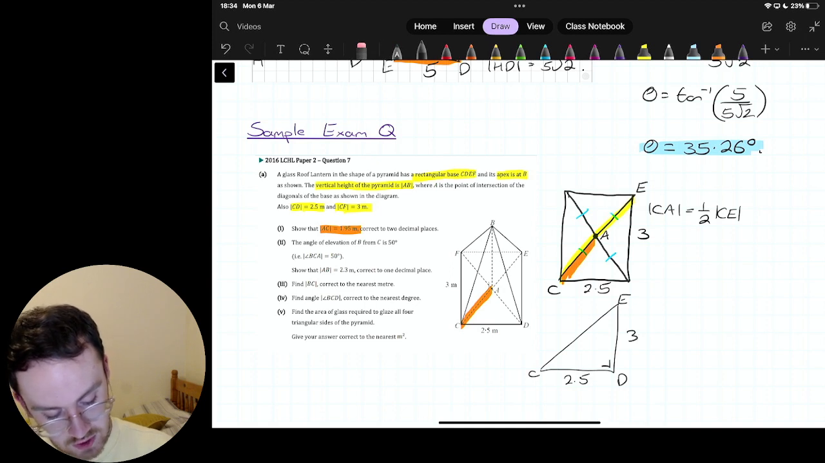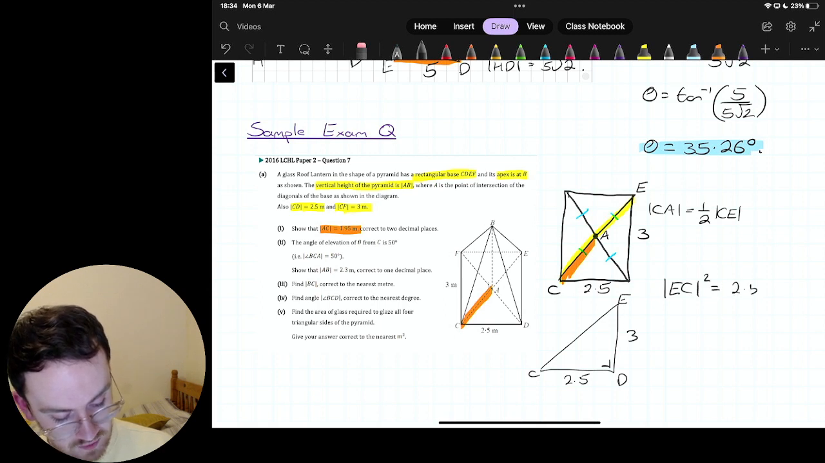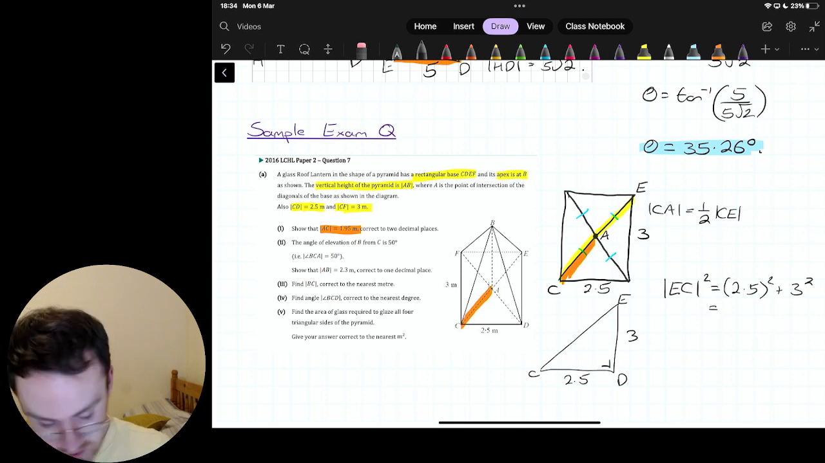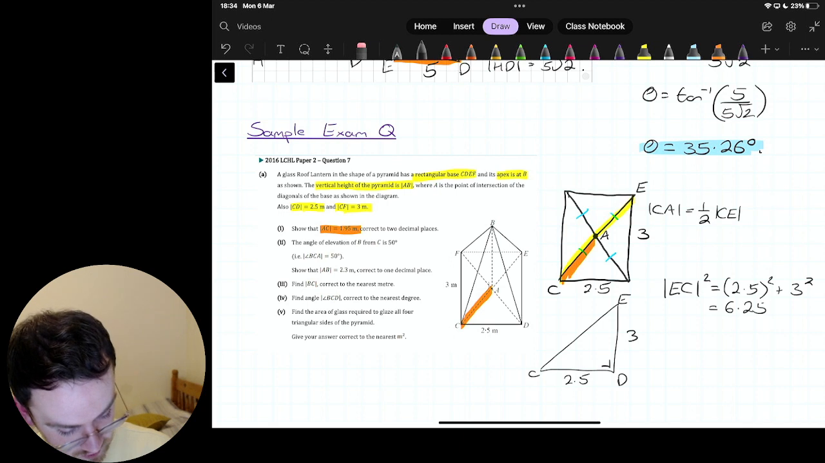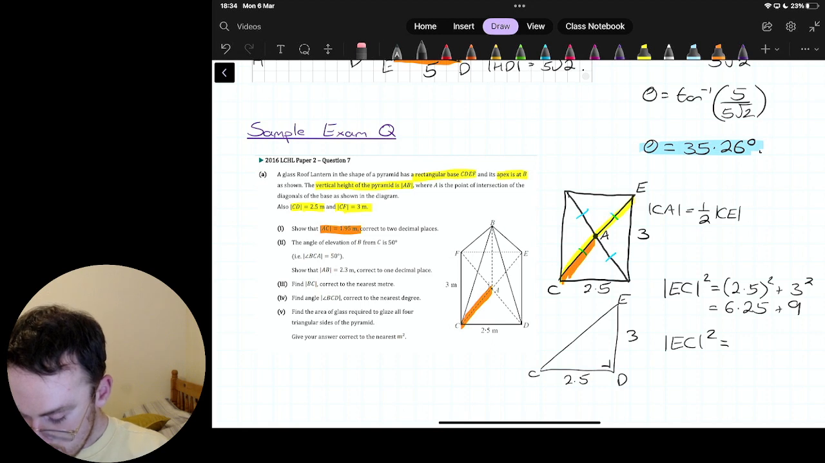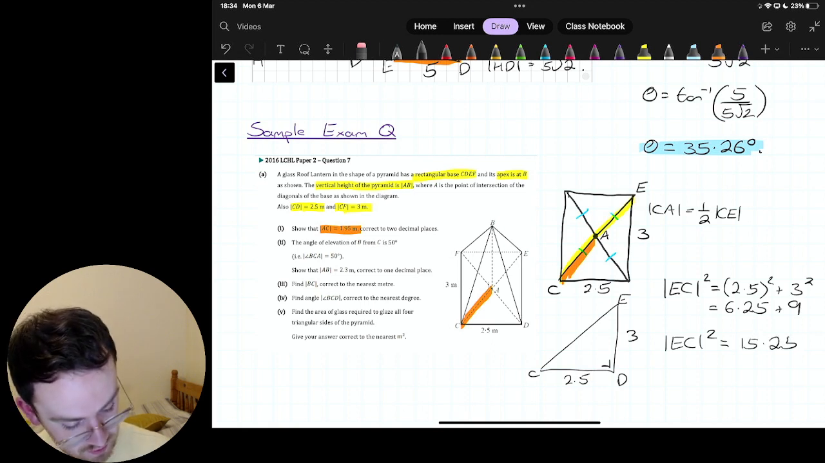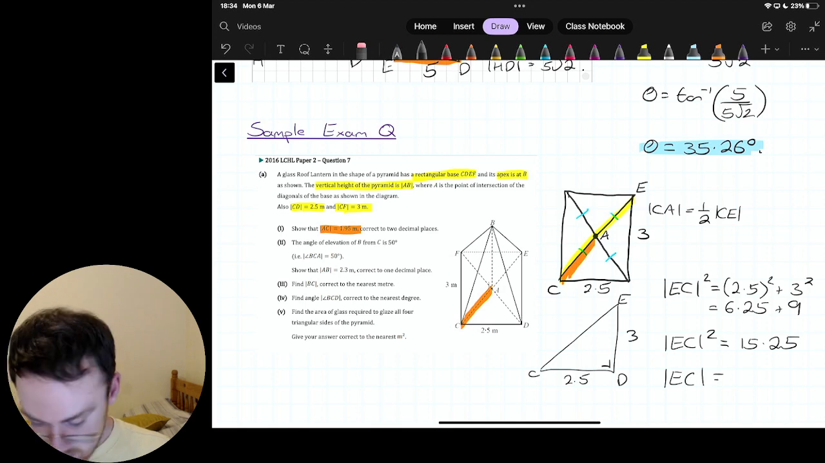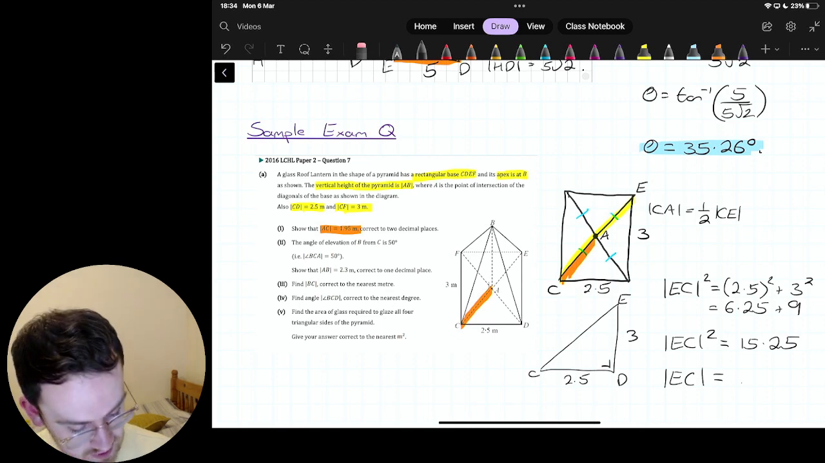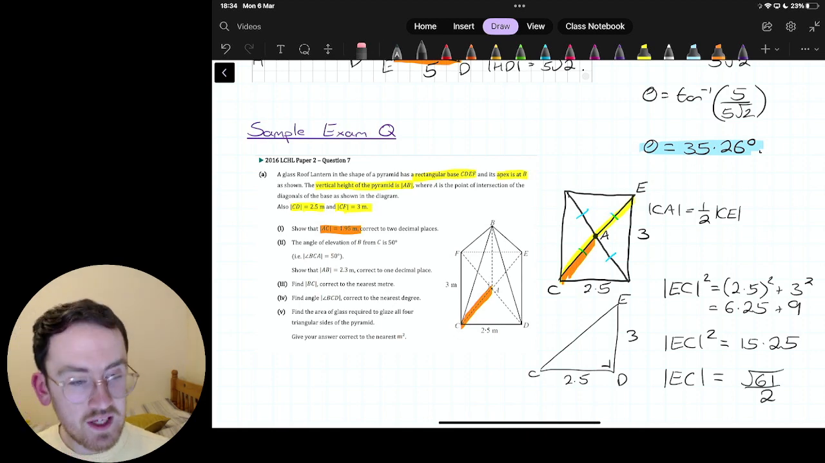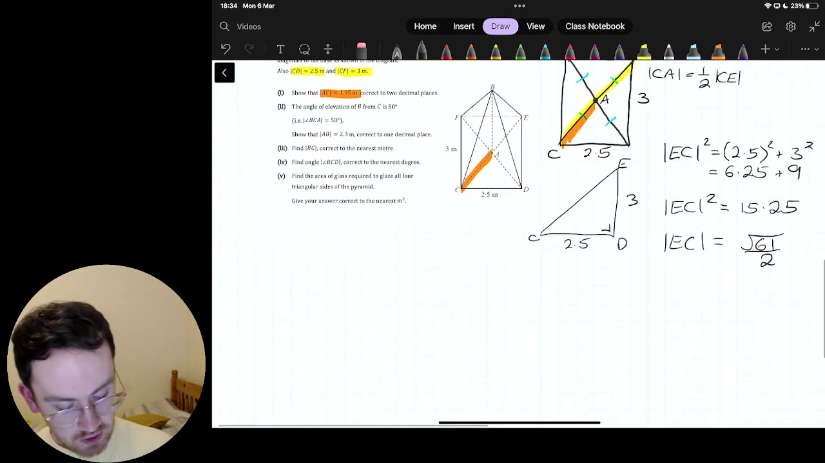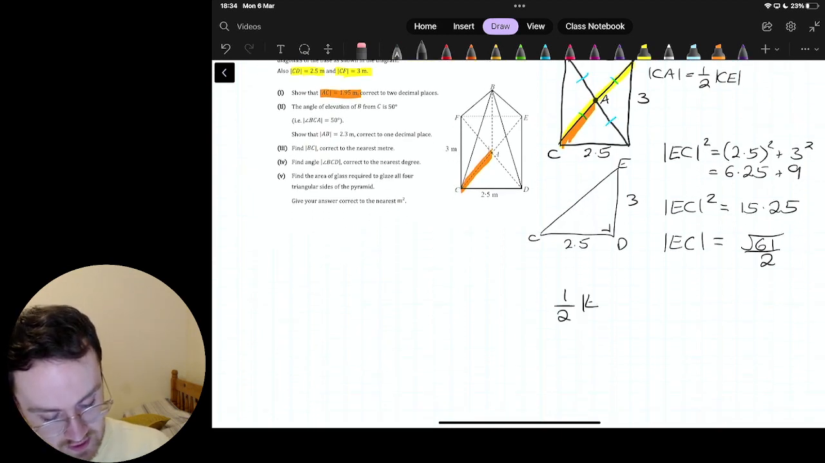We know this is a right angle because it's a right angle triangle. So EC squared is 2.5 squared plus 3 squared. 2.5 squared is 6.25 plus 9, which is 15.25, which makes EC the square root of that, which is root 61 over 2. I'm not going to give my decimal at this point yet, because what I'm looking for is half of EC.